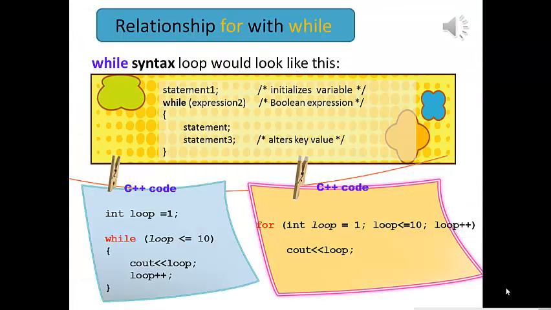Since the for loop is considered a counter control loop, you can convert the syntax from a while loop to a for loop and vice versa. This slide shows how programs written in while loops can be converted into for loops.